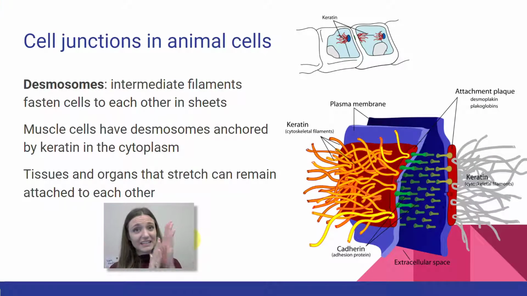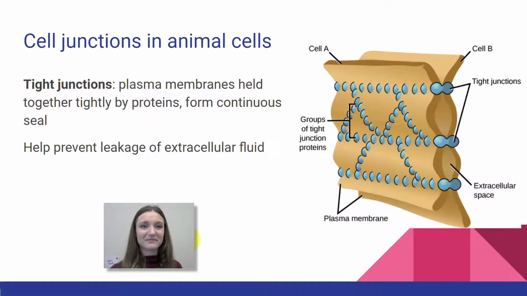Desmosomes are a flexible connection anchored with keratin proteins in the cytoplasm. Tight junctions create basically a watertight barrier between cells and the rest of the body. Think like our bladder or outside tissue, right?